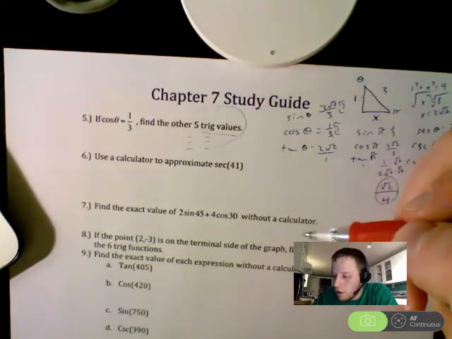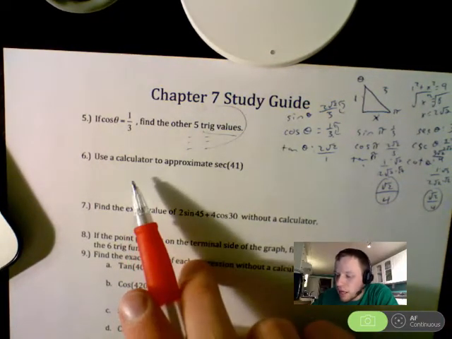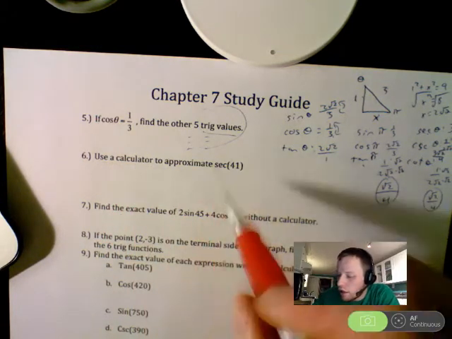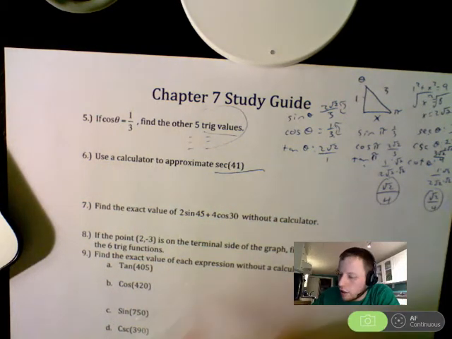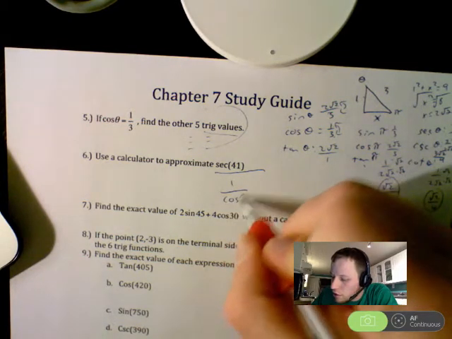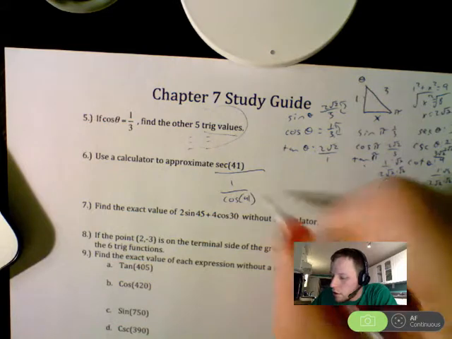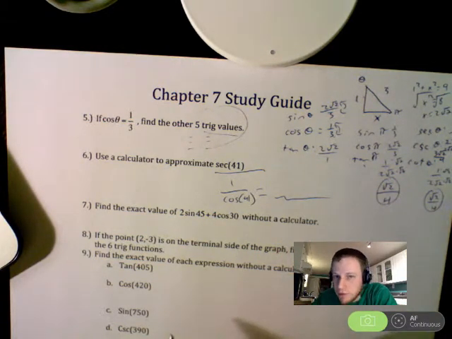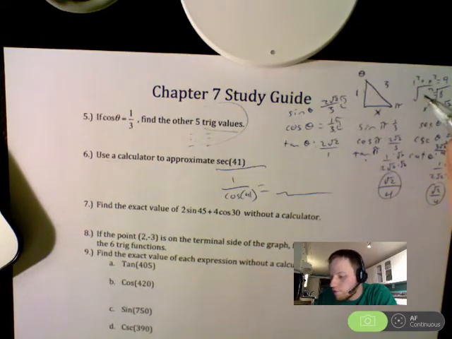And like I said, I'll let you know how to do it without a calculator, of course. If you're going to use a calculator, plug that into your calculator. To do secant, it's 1 over cosine of 41. And that'll yield yada, yada, yada. I don't have a calculator in front of me. I trust you can do that on your own.